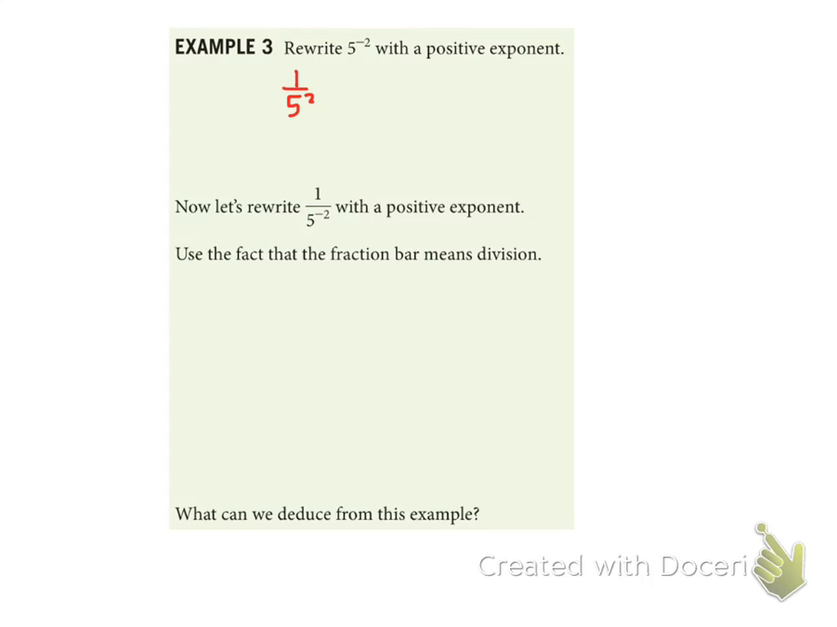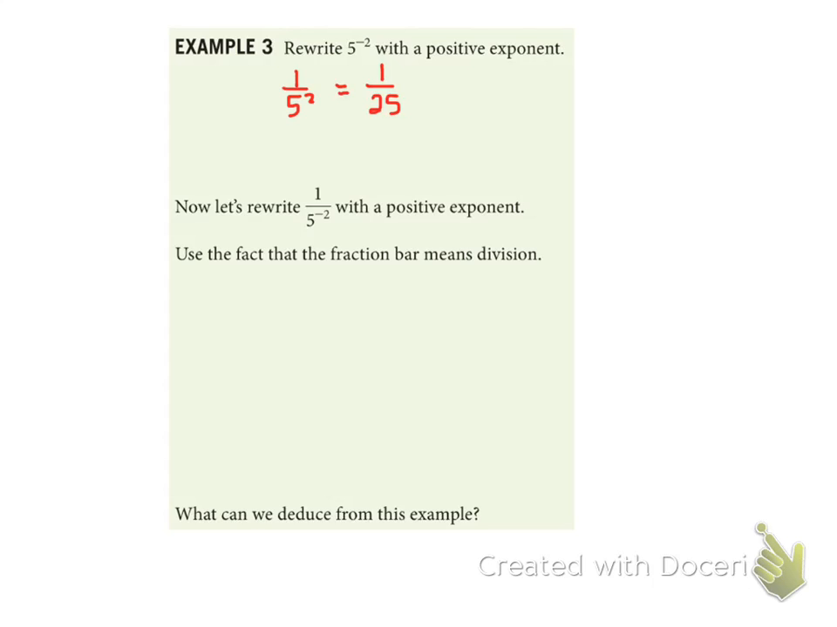1 over 5 squared. And if we wanted to, we could simplify it. We would end up with 1 over 25. So it's always going to be 1 over, as long as the exponent starts out in the numerator, then you move it to the denominator. Let's look at what happens at the next part of this.